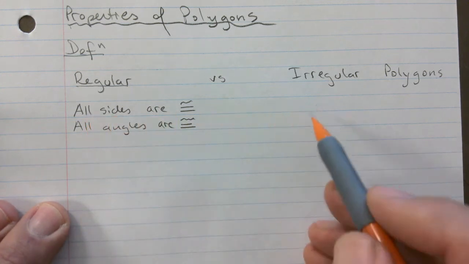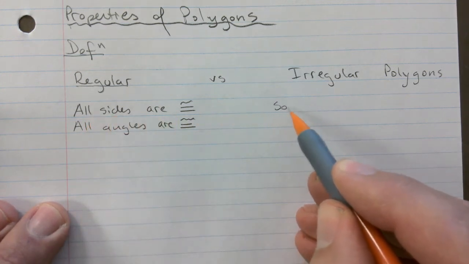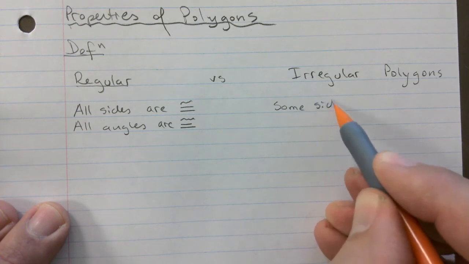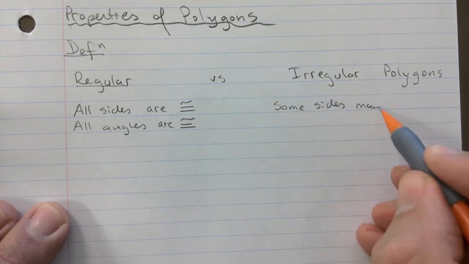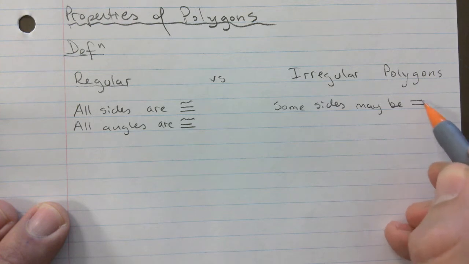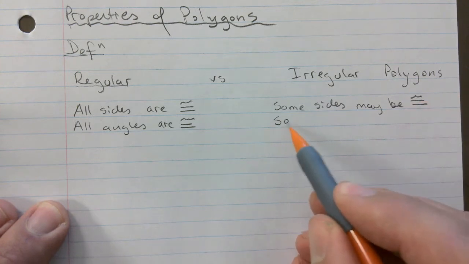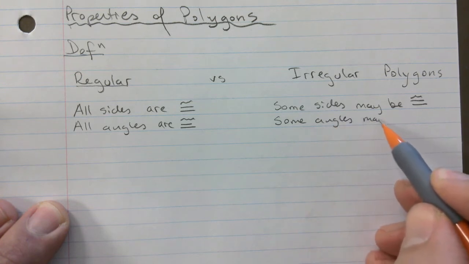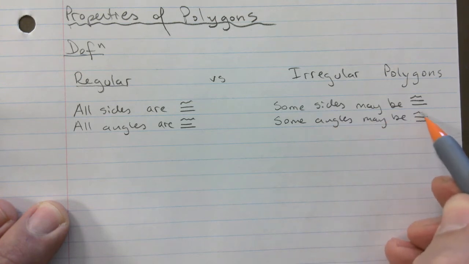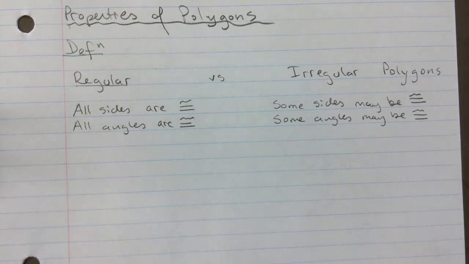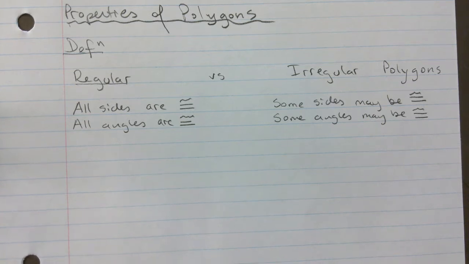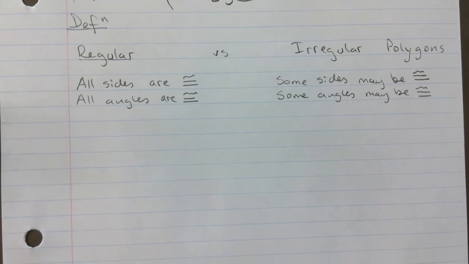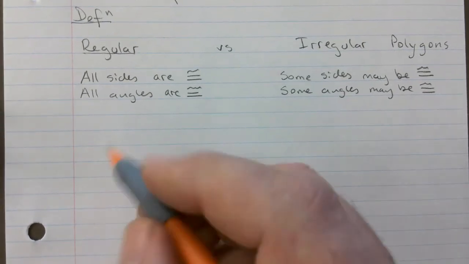And for irregular, we will say that some sides may be congruent, and that some angles may be congruent. In other words, not all are, but some could be. That's not good enough to fit into the regular category, right? You have to meet the criteria. So I'll give you some examples that you already know, right?